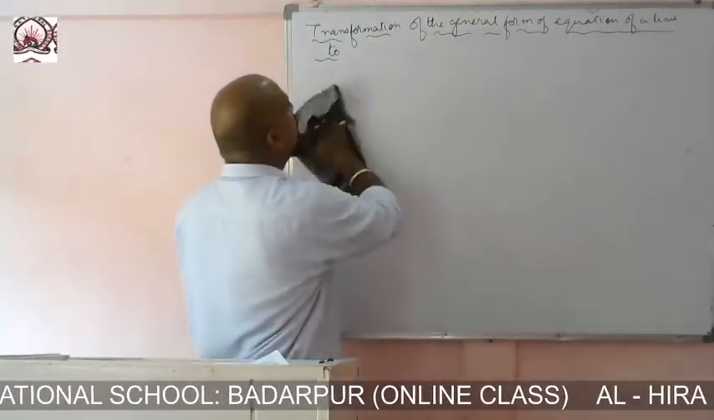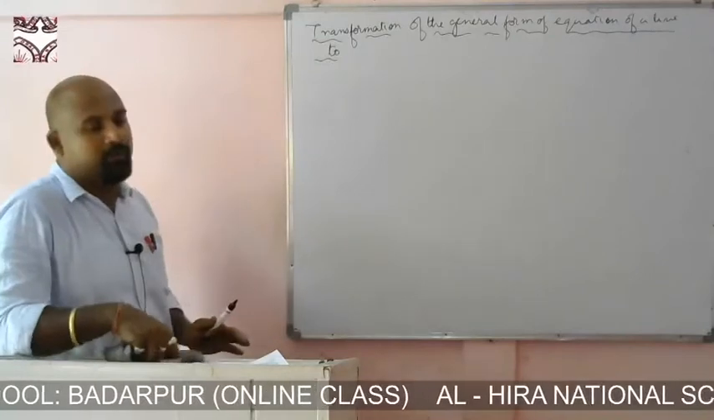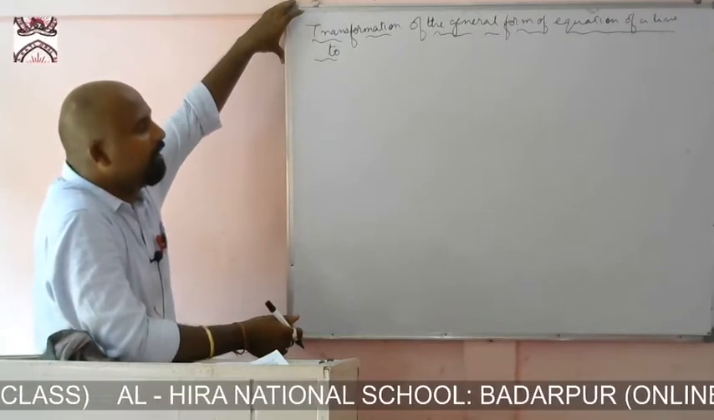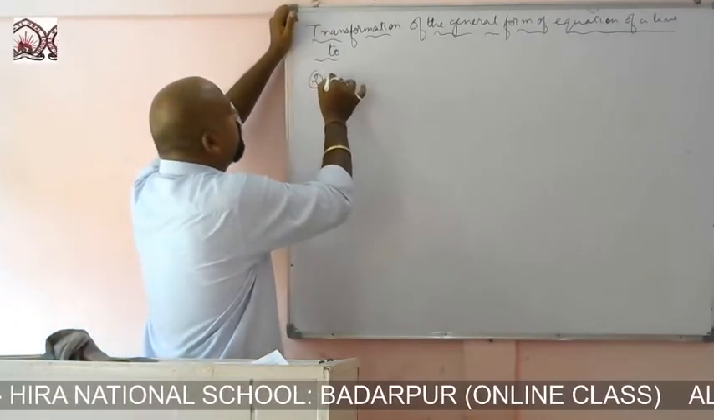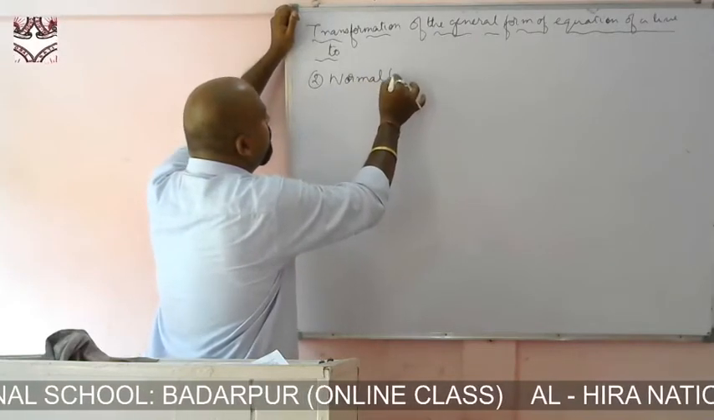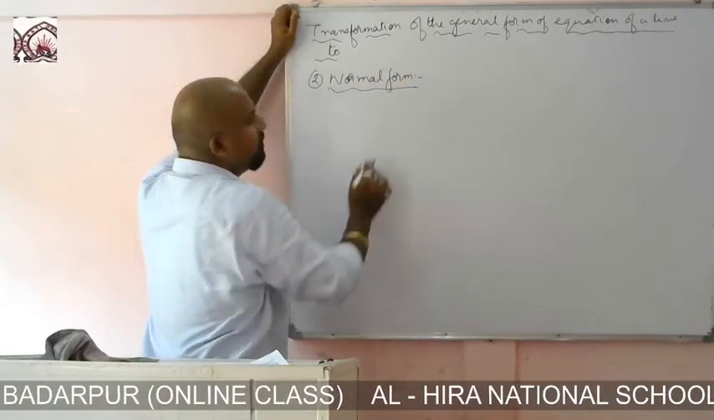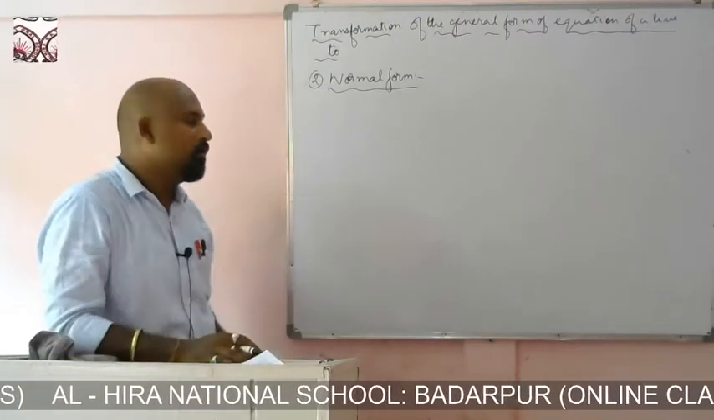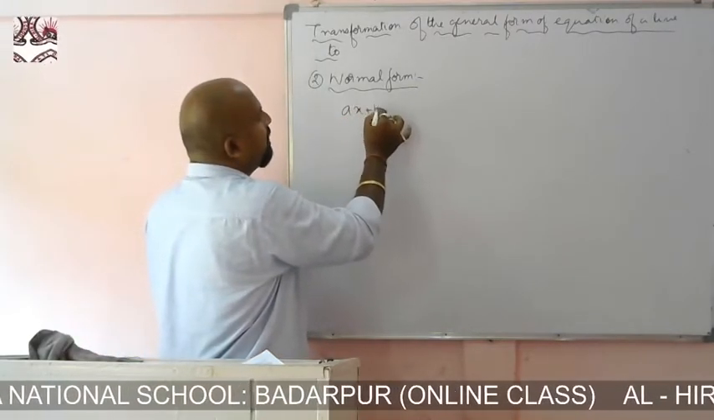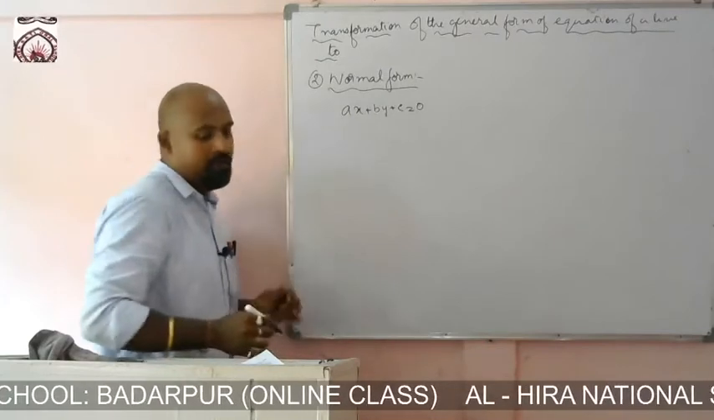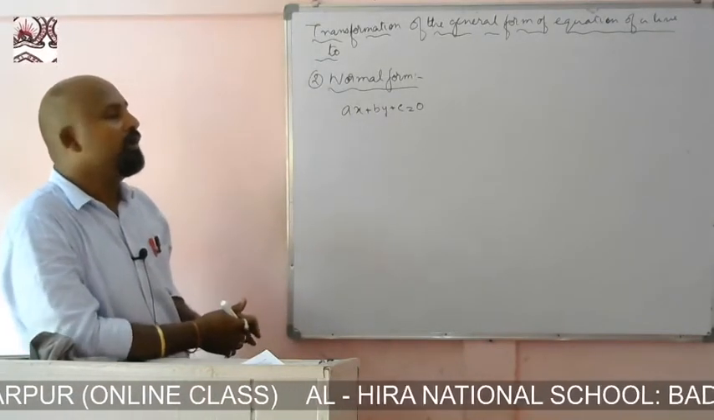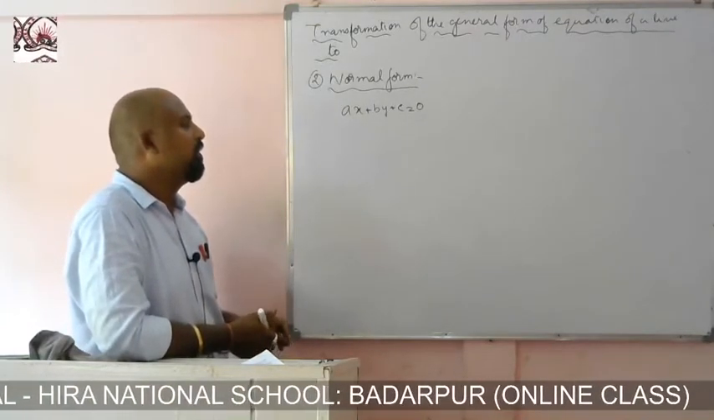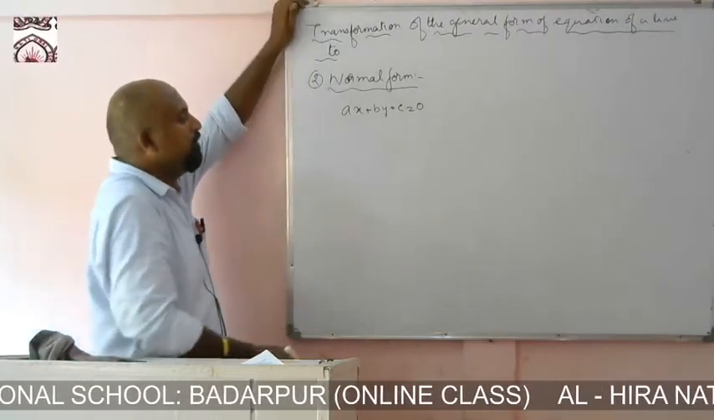Next, transformation of the general form of equation of a line to what form? Number 2, normal form. Now, the general form is given by ax plus by plus c equal to 0, which is the general equation of a straight line.